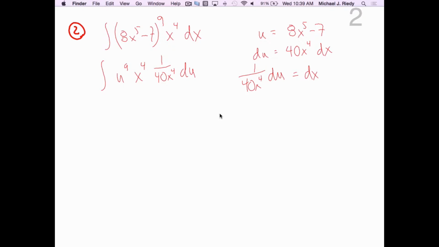One of the first things that you're going to notice is that if you get done with your substitution and after you simplify, if you have u's and x's, you made a mistake. Will we have u's and x's here? No. So this becomes 1/40th times the integral of u to the 9th du. We are happy.